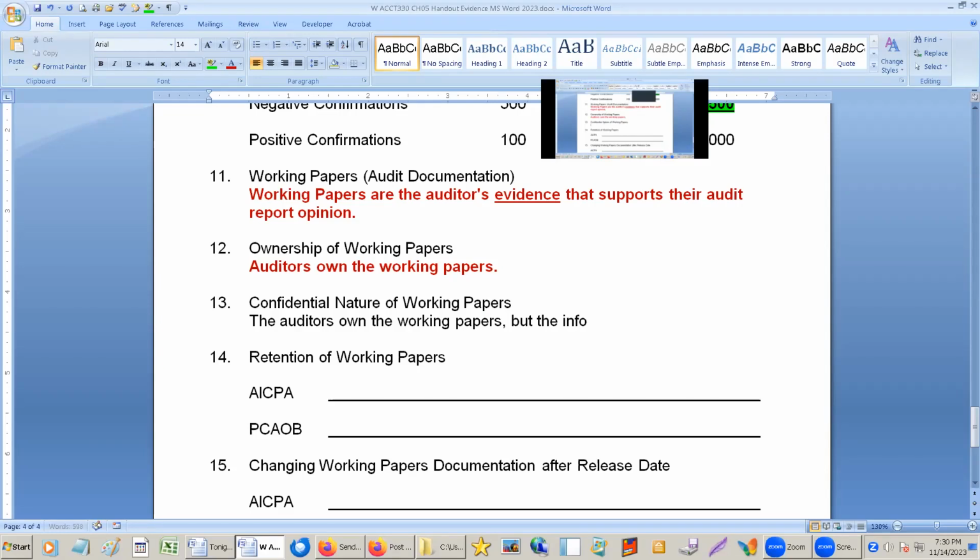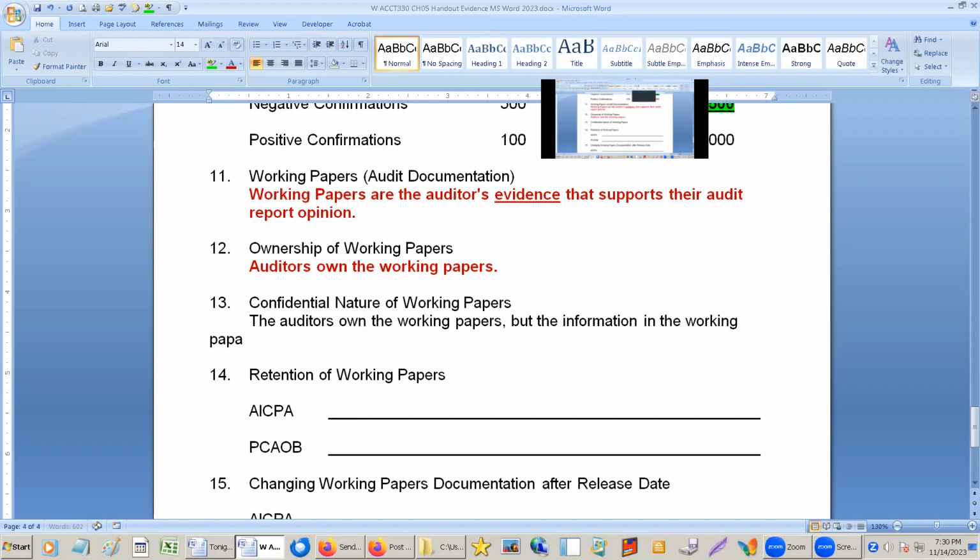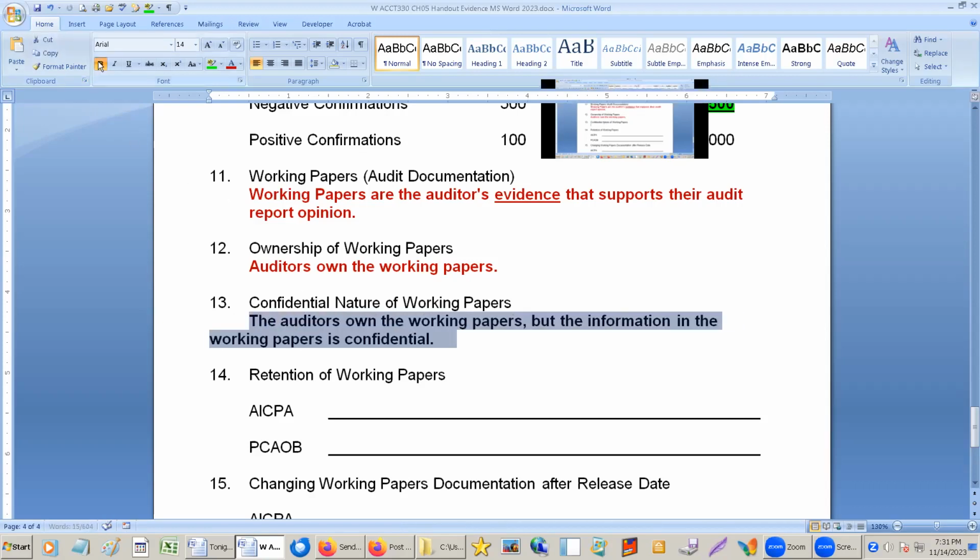But the information in the work papers is confidential. So even though you own the work papers, that doesn't mean you can go post them on the internet or anything like that. It's confidential information.